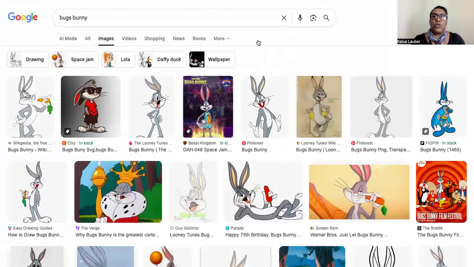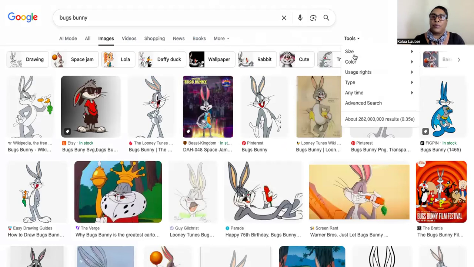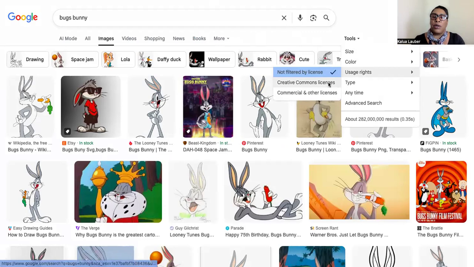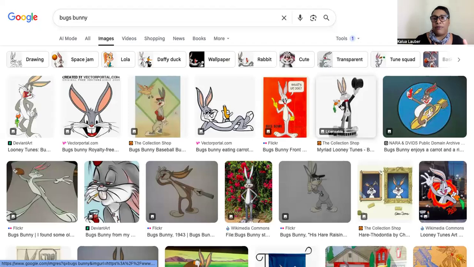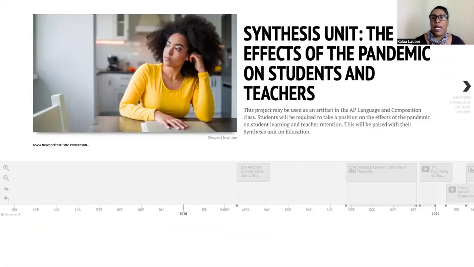She said to go to tools, usage rights, Creative Commons usages. So these will come up with more of a stock picture that you don't have to make sure it's automatically fair use, but it was something that I did not know, so I just wanted to share that. I'm going to go back to my timeline and start to describe what I have here.